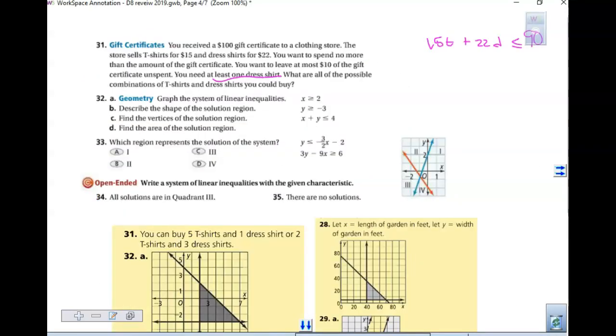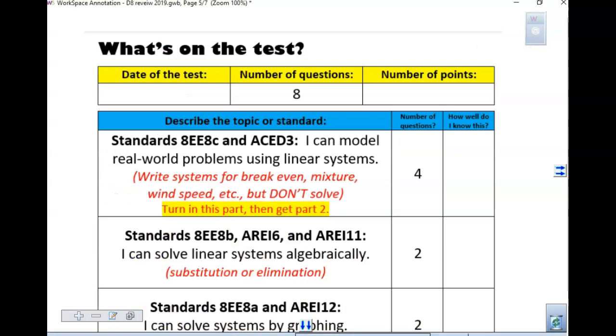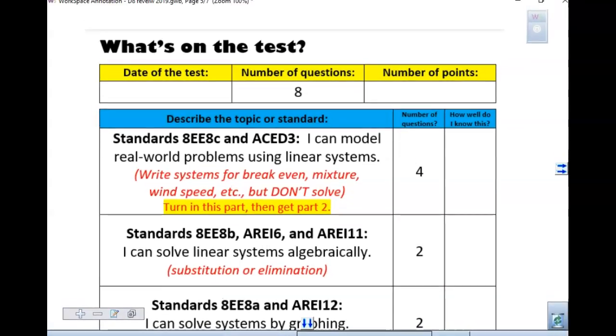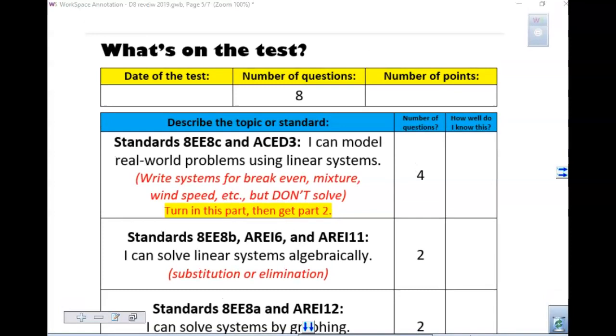The other thing that I would like you to take a look at is we're going to turn and look at what's in the notes, and I will look at 33 afterwards and 31, but I want to get this part started for you. The test is tomorrow, Thursday. This is page 23 in your notes.